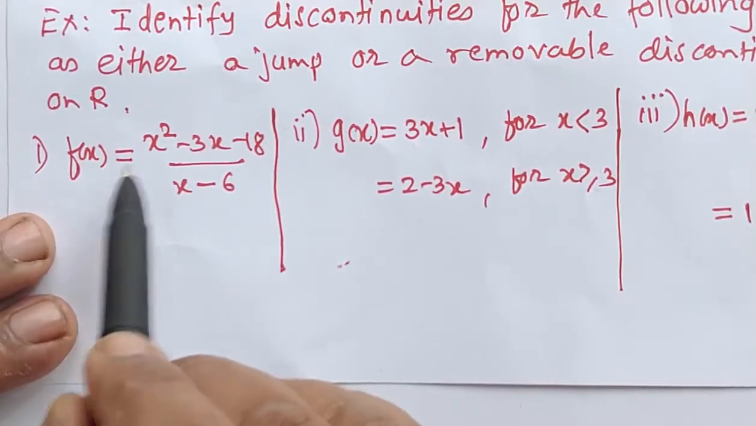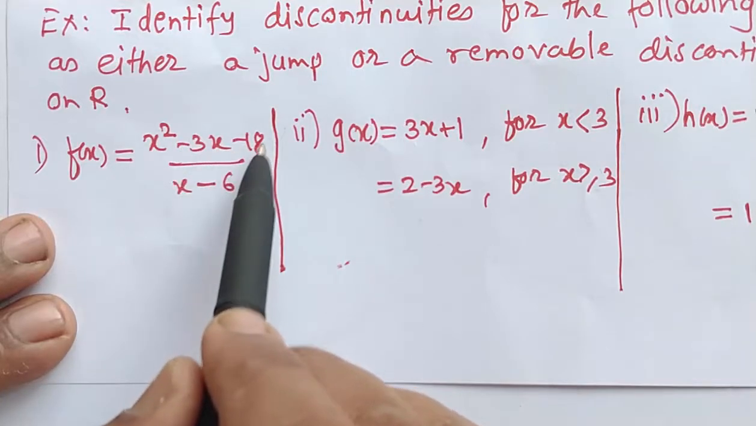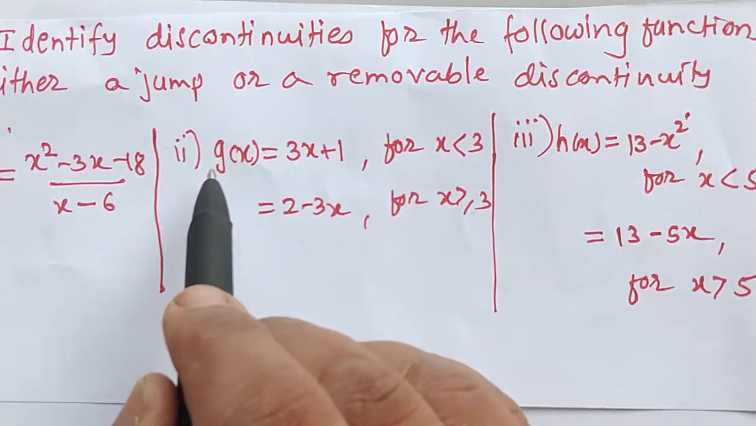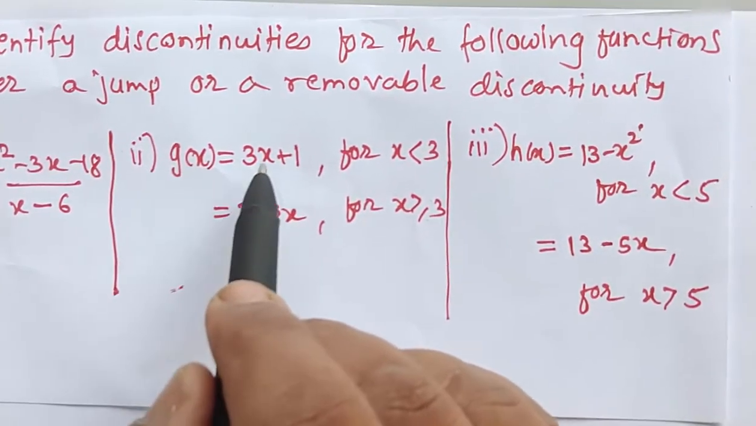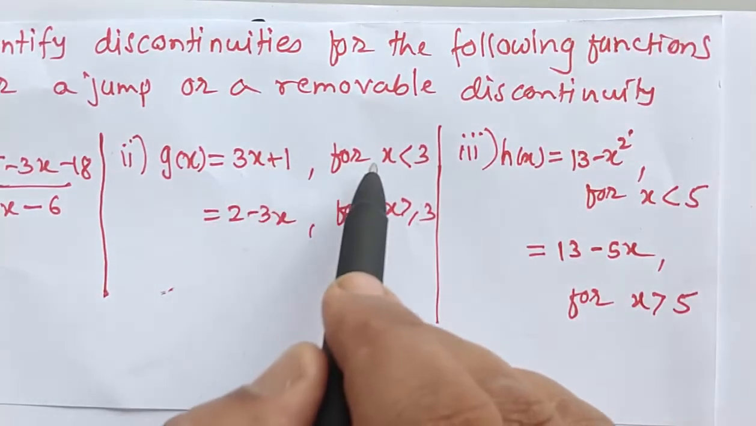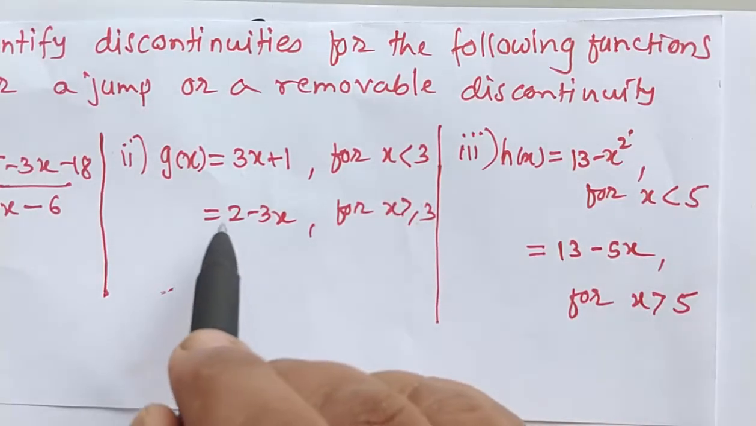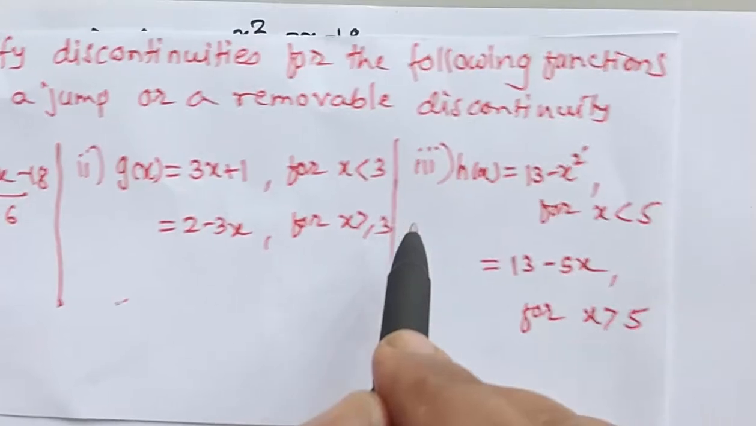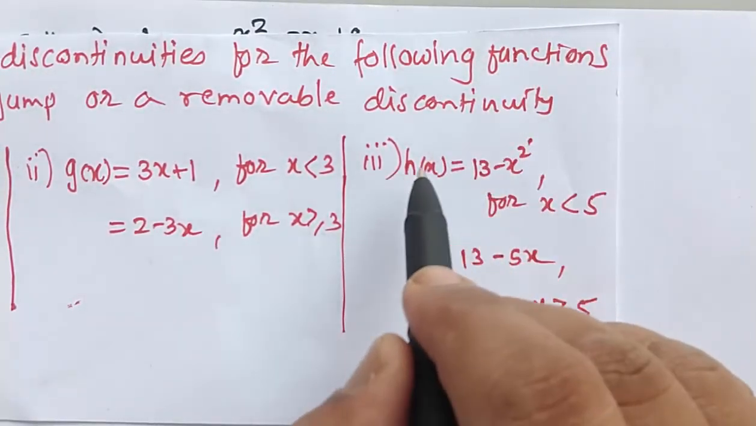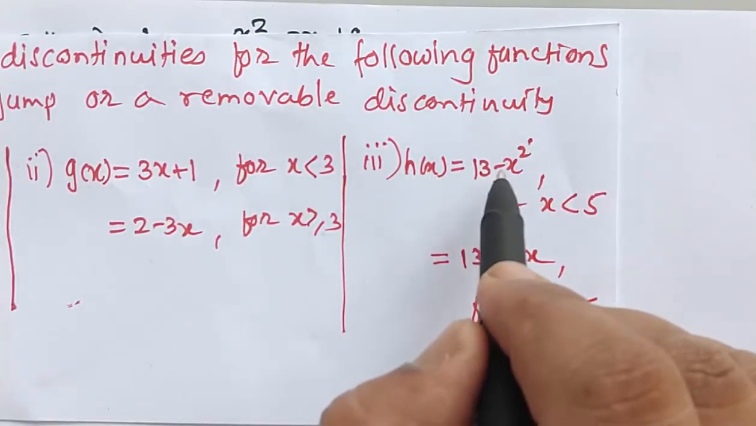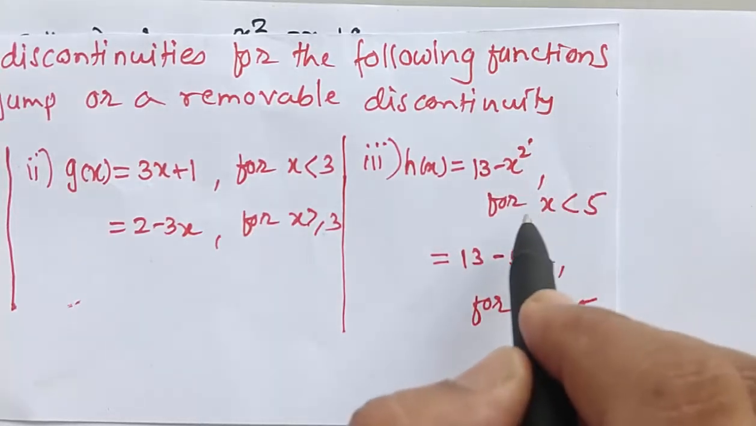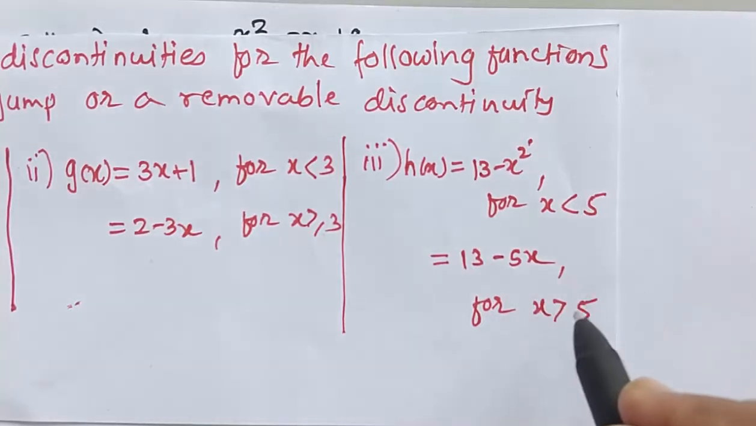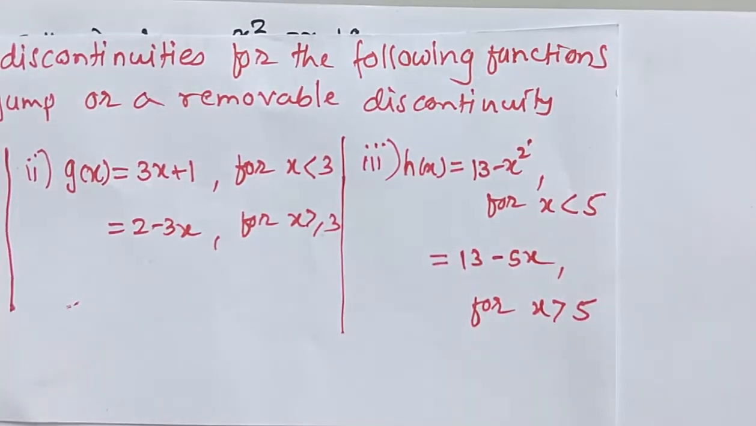Example number 1 is f of x is x square minus 3x minus 18 upon x minus 3. Example number 2, g of x is equal to 3x plus 1 for x is less than 3, and it is equal to 2 minus 3x for x is greater than or equal to 3. Example number 3, h of x is equal to 13 minus x square for x is less than 5, and 13 minus 5x for x is greater than 5.